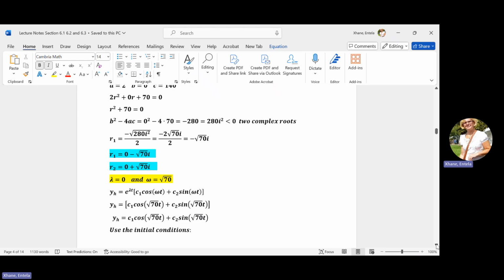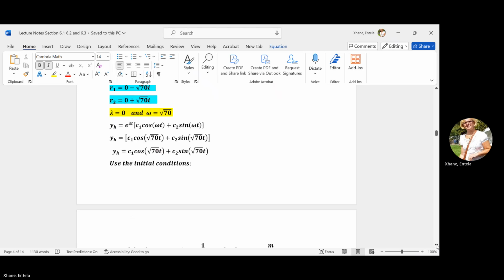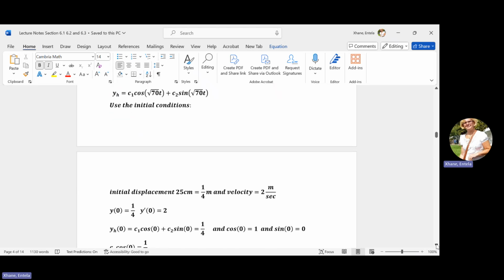Now we are about to use the initial conditions. Initial displacement is 25 centimeters. If I divide it by 100 to convert it into meters, it's 1 over 4. And then the velocity in this case is 2 meters per second. So velocity is the derivative of the displacement over time. So therefore, if time is 0, y of 0 is 1 over 4. And then if time is 0, y prime of 0 is 2.